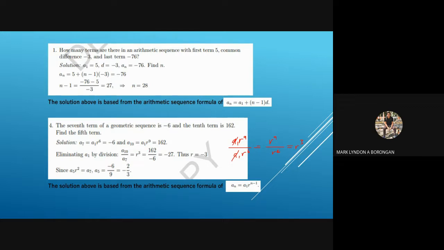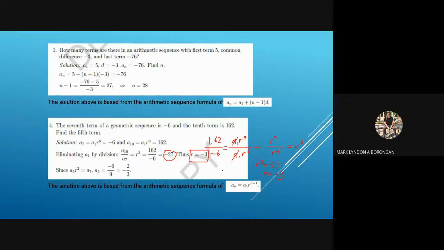The values are 162 over negative 6. If we divide, you get negative 27. So r cubed is equal to negative 27. Now we get r, since that is our ratio. The cube root of negative 27, if you input it in your calculator, is negative 3.